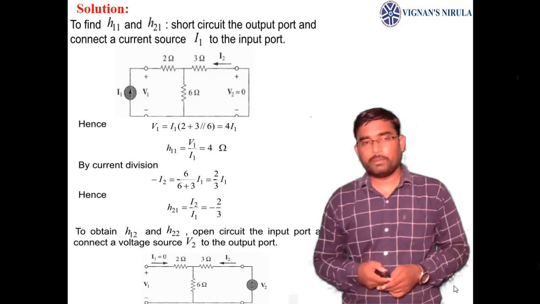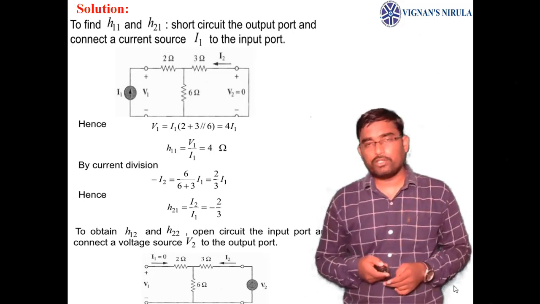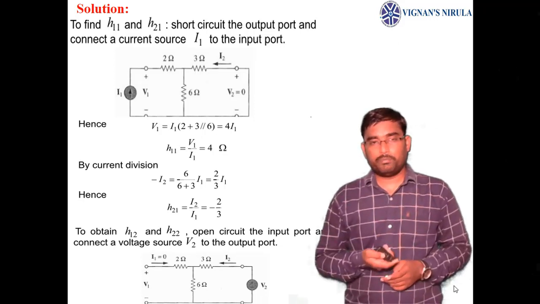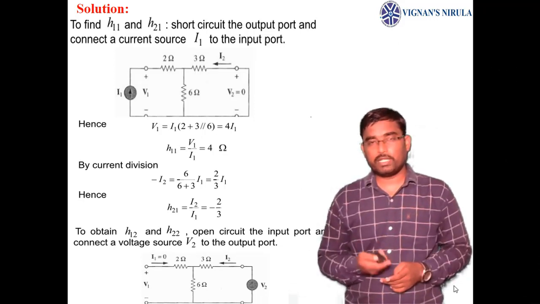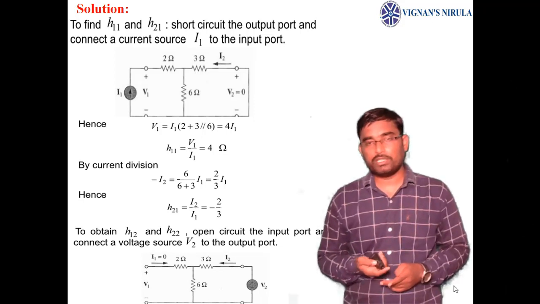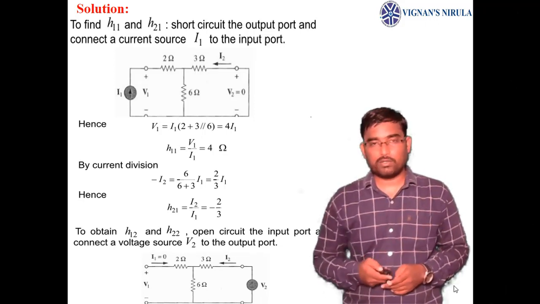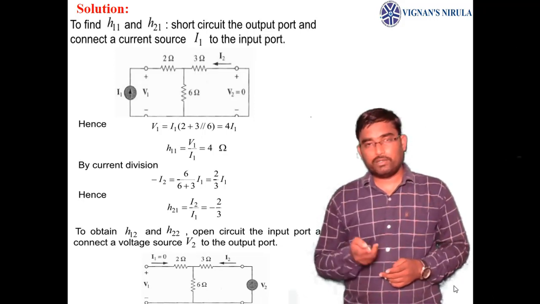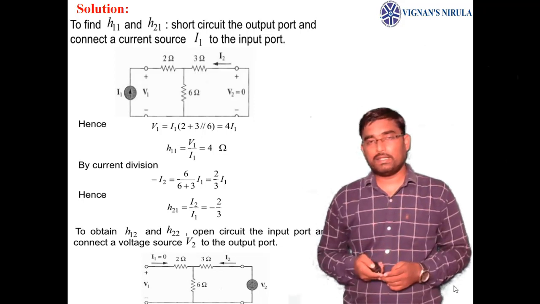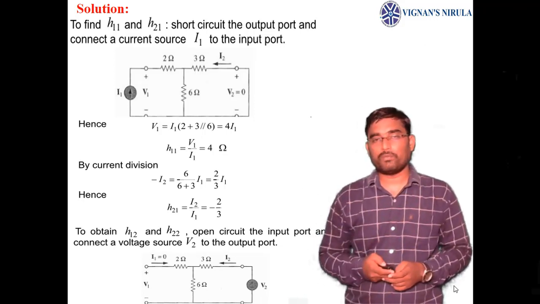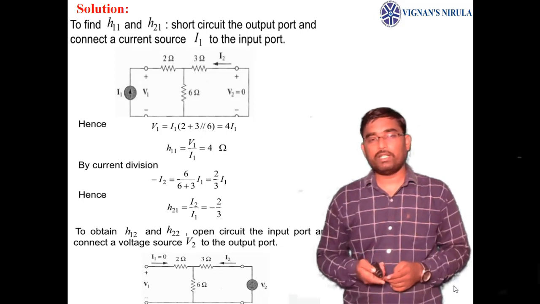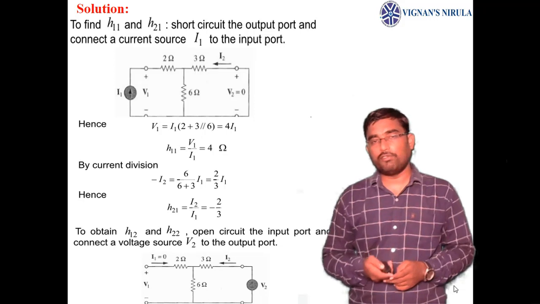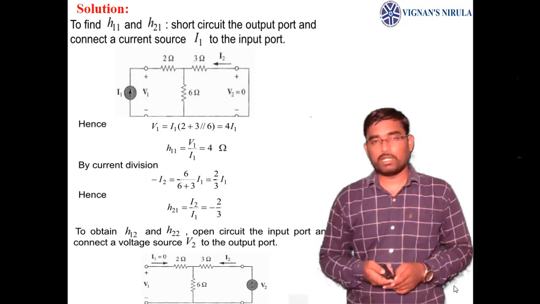In order to determine the hybrid parameters H11 and H21, first we need to take port 2 as short circuited. So taking V2 equals 0, which means port 2 is short circuited, the respective equivalent circuit is drawn over there. Now by writing V1 equals I1 into R equivalent, 3 and 6 are in parallel, and the total is in series with 2. So we get V1 equals I1 into 4. From that we can write V1 by I1 equals 4, which is nothing but H11.